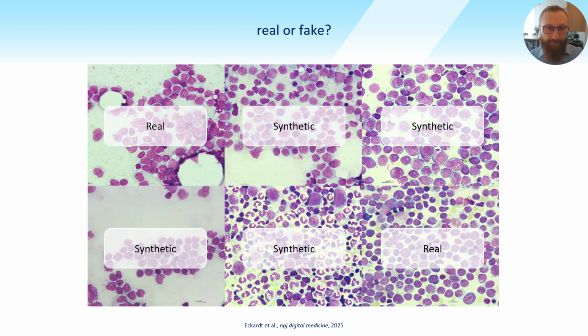There you go. Don't worry if you didn't find all the mistakes. We showed these images to multiple hematologists, and the overall accuracy of finding the fakes was only around 60%, meaning that even seasoned veterans in cytomorphology were not really able to reliably tell synthetic and real images apart. Okay, but what is that good for, you may ask?